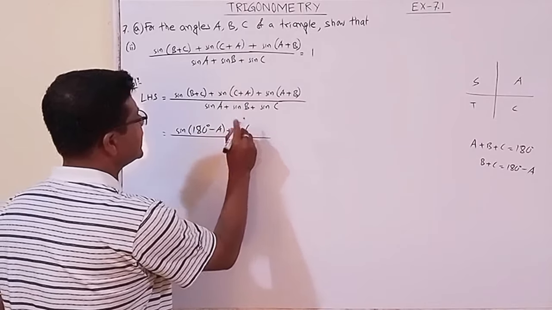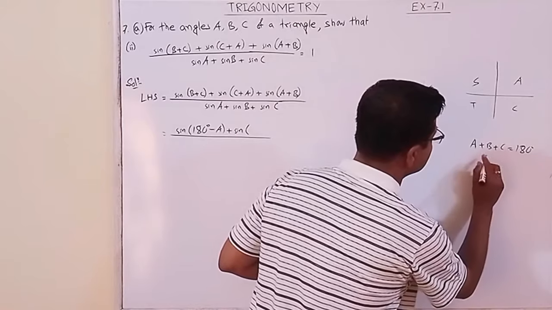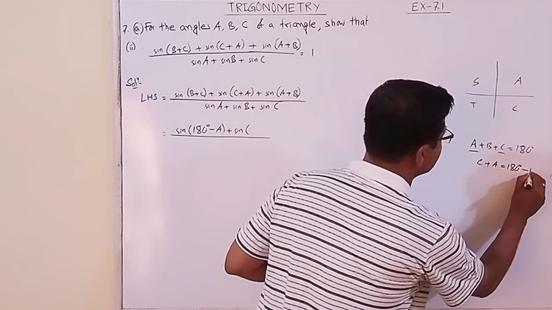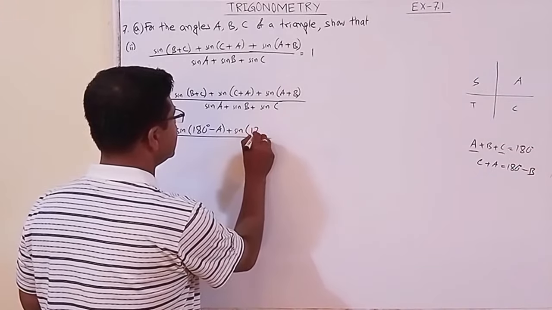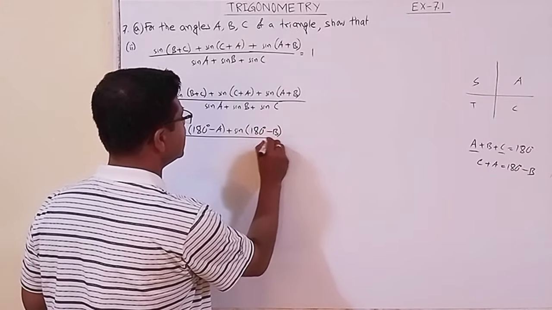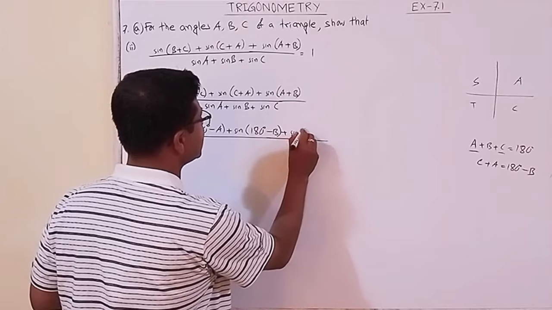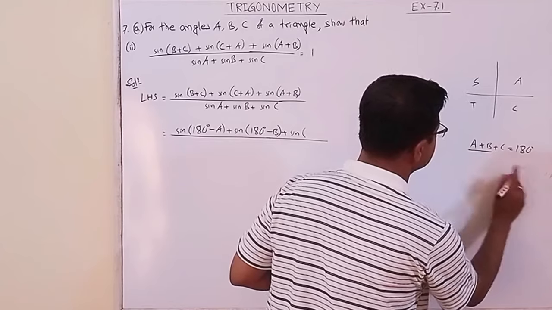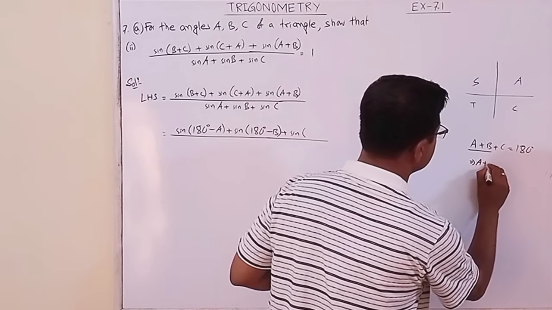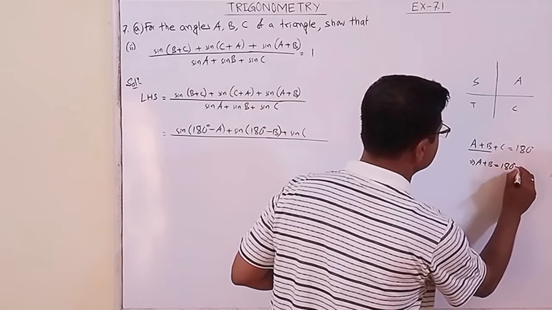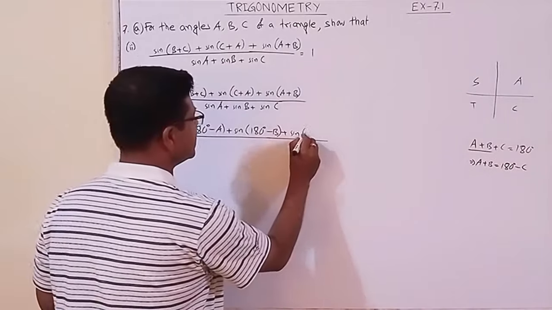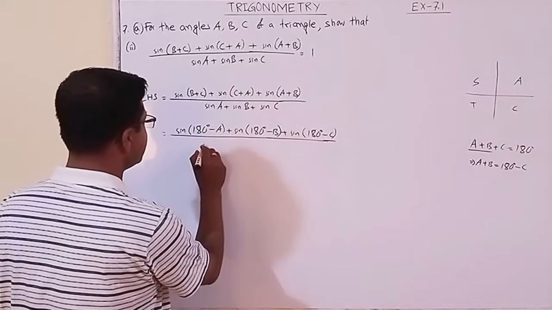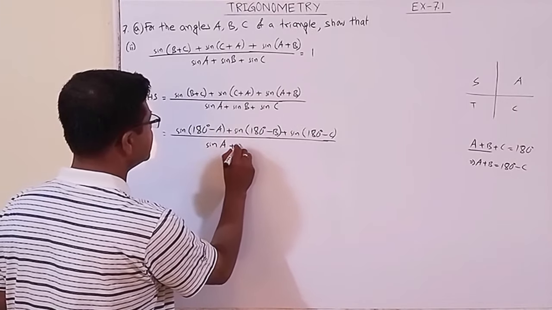Again, what is C plus A? C plus A is 180 degrees minus B. Then what is A plus B? A plus B is 180 degrees minus C. Got it? And the denominator will remain the same, will not change anything.